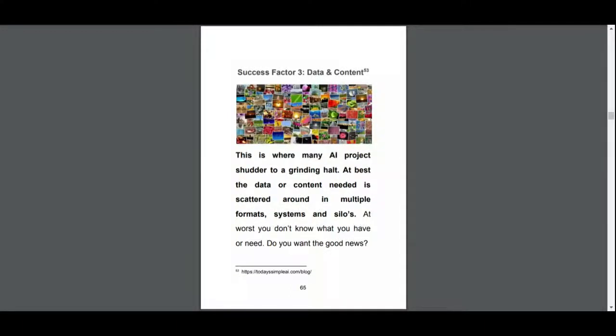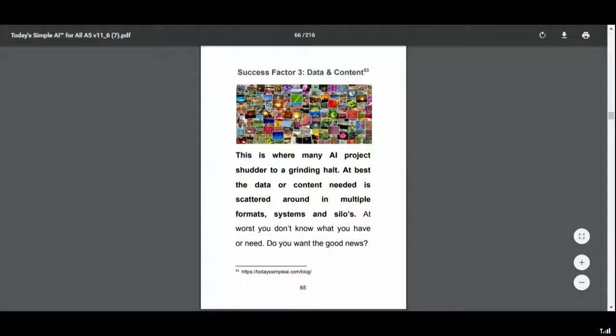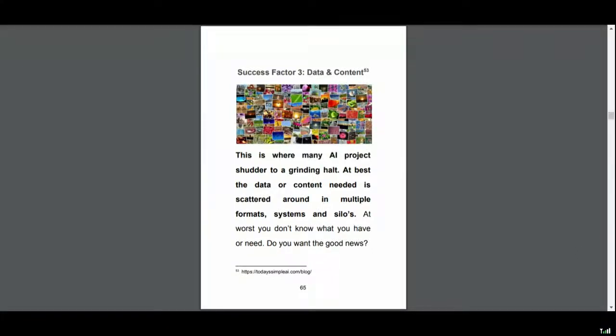Success factor three, data and content. Okay, so any of you that have been involved in these types of projects or tried to add them to a BI project will have found that this is where most of these projects shudder to a grinding halt. And this is because at best the data and the content that we need is scattered across multiple formats, systems and silos. And that's the best case in pretty much every business I've ever worked in. Worst case, you don't even know what you need.